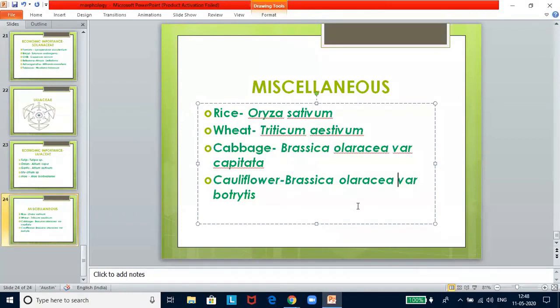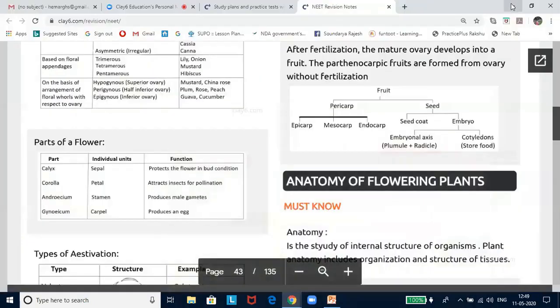And children will get confused. They will get Brassica oleracea correct, but whether it is variety capitata or botrytis. Capitata means head. So in the cabbage, just look at the grooves of your brain, imagine it like that, and then you can identify it as capitata. So with this completes your revision of the lesson Morphology of Flowering Plants.